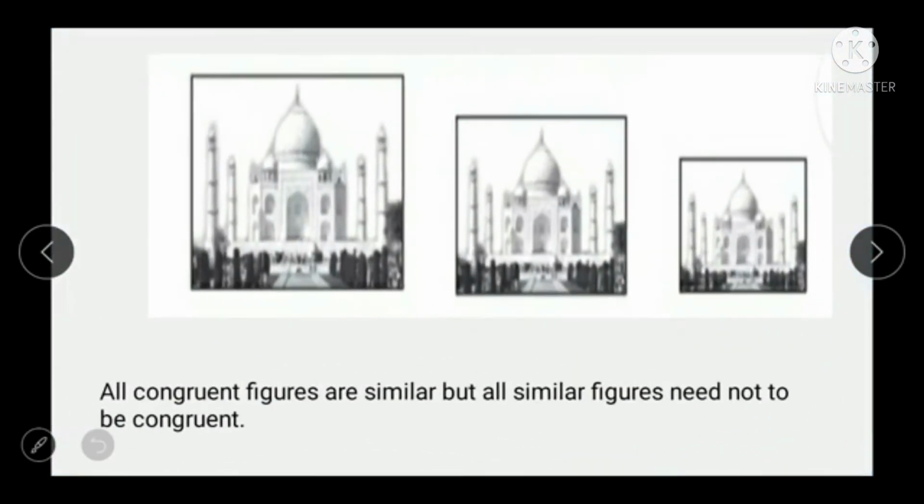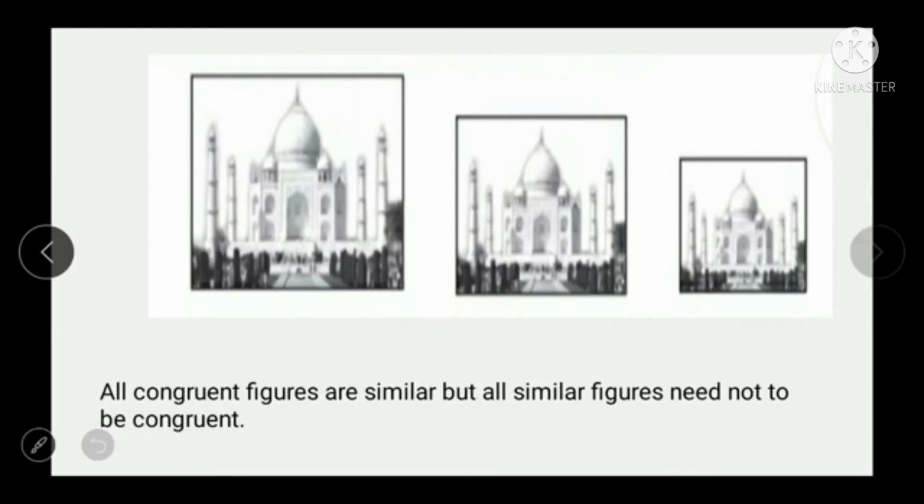Now, look at this picture. Here I have the Taj Mahal in 3 pictures. They are all in the same shape, but the size is decreasing. Now, I can say these pictures are similar to each other. Students, can you say that these pictures are congruent to each other? No, because their size is not the same. So, we can conclude all congruent figures are similar, but all similar figures need not be congruent.